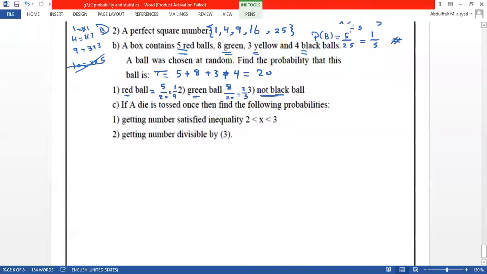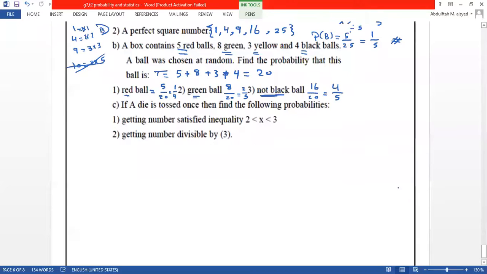Not black. Not black means yellow, green, and red, so we add them all. 8 plus 8 is 16 over 20, which equals 4 over 5.